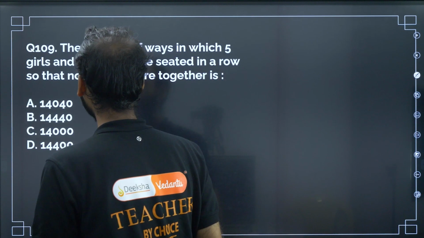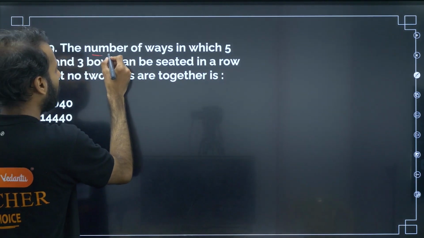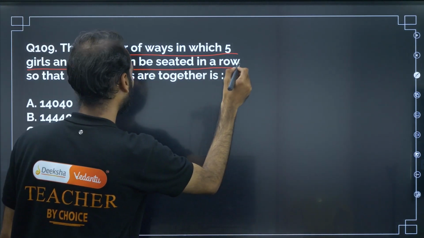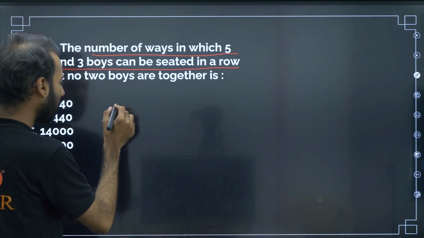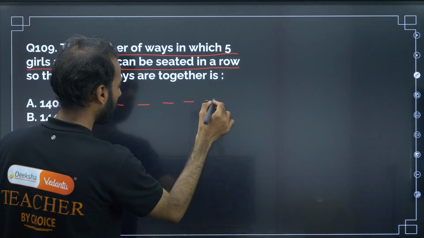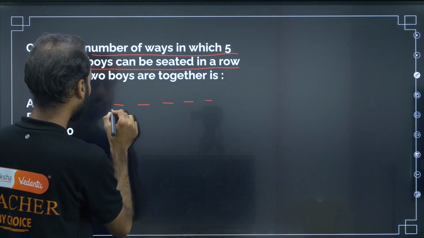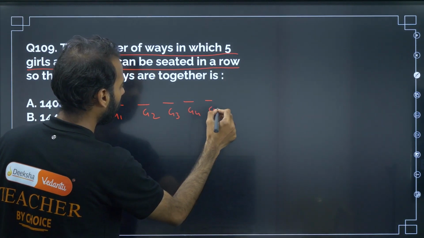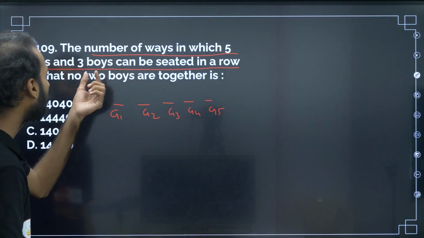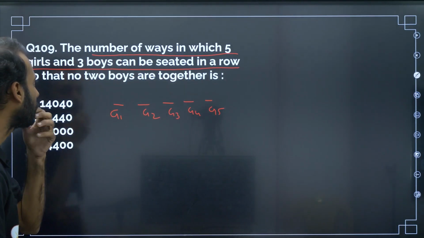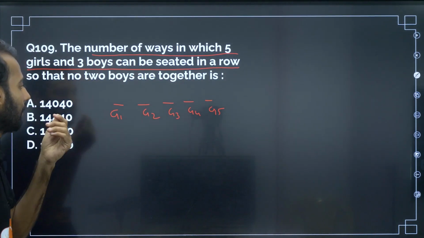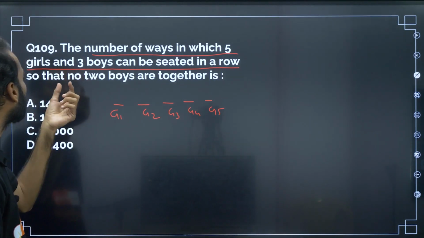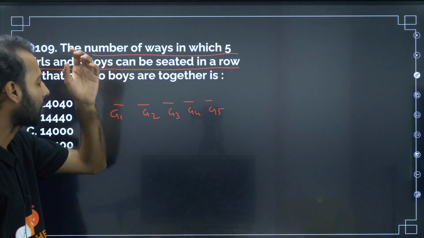The number of ways in which 5 girls and 3 boys can be seated in a row. So they are placing 5 girls, 3, 4, 5 girls and 3 boys can be seated in a row, so that no 2 boys are together is.